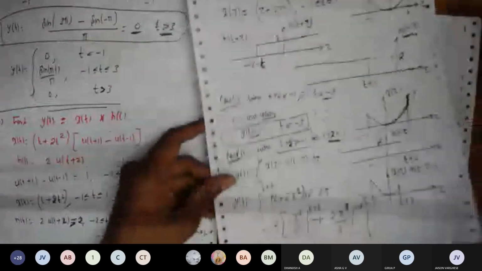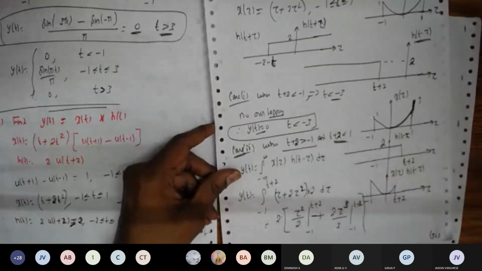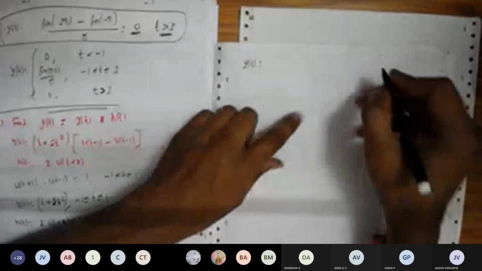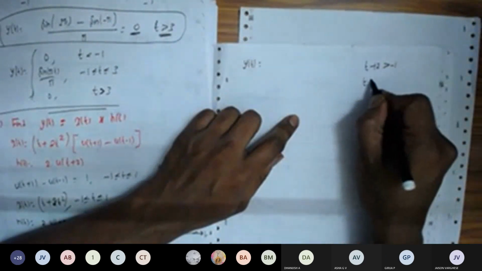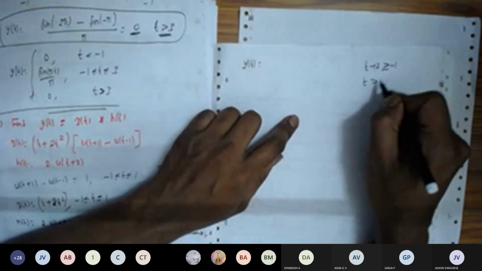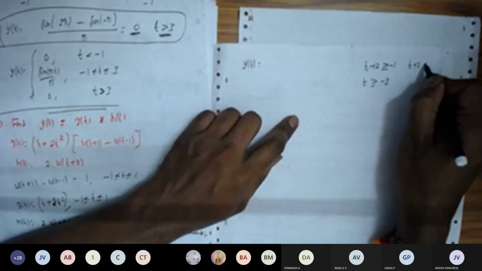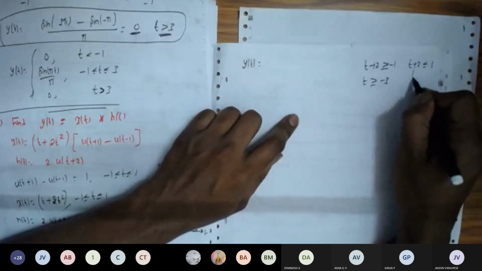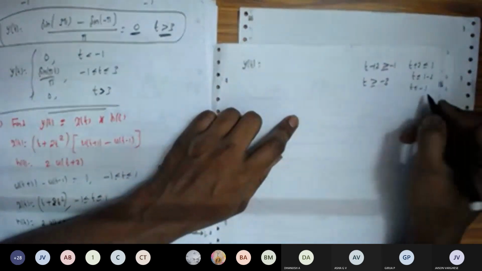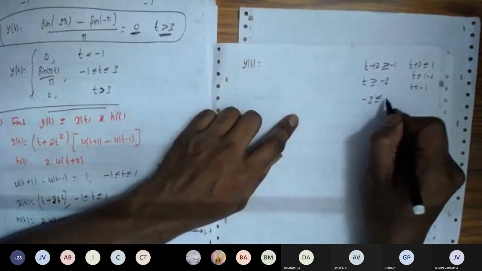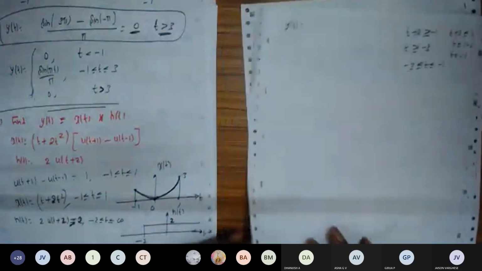So this is from t plus 2 greater than minus 1 and t plus 2 less than plus 1 here. So t plus 2 is greater than or equal to minus 1, so t is greater than or equal to minus 3. The other one is t plus 2 is less than or equal to plus 1, so t is less than or equal to 1 minus 2, which is minus 1. So we can take minus 3 is less than or equal to t is less than or equal to minus 1 here. So what is the answer you got?